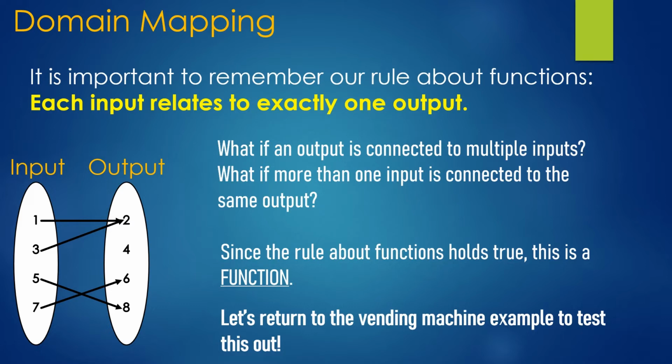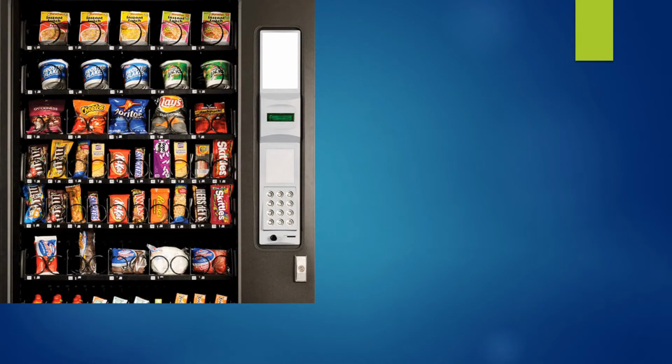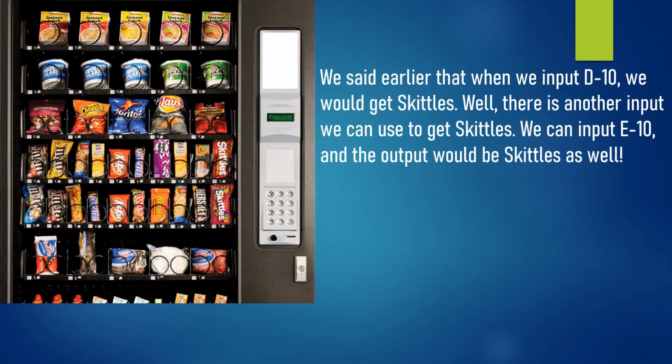Let's return to the vending machine example to test this out. So here's our vending machine again, and we said earlier that input D10 would get us Skittles. Well, there's another input we can use to get Skittles, because even though this is D10, we can input E10 with the one right below it, and we would still get Skittles.